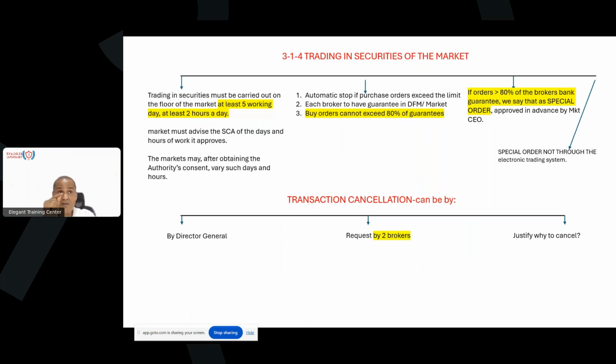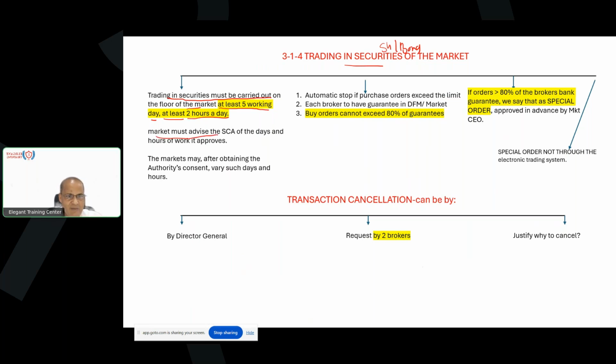The chapter 1, very important. Clear? Trading in securities of the market means trading in shares and bonds. We say securities. Trading in securities must be carried out on the floor of the market at least 5 working days in a week and at least 2 hours a day. Minimum 5 days and minimum 2 hours a day.